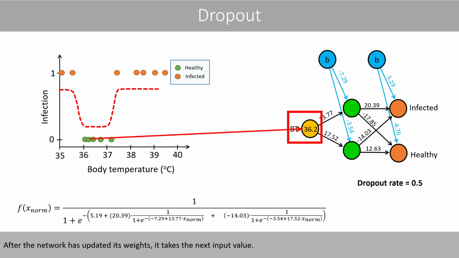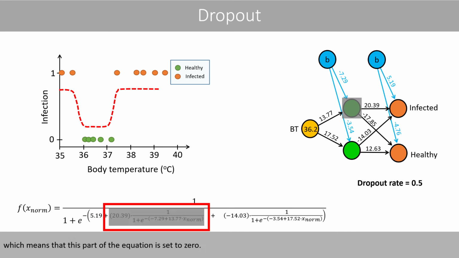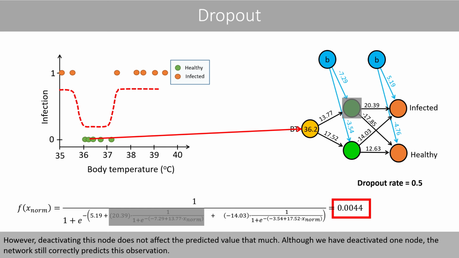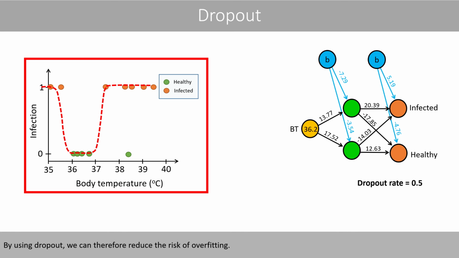After the network has updated its weights, it takes the next input value. Now, suppose that this node would be deactivated, which means that this part of the equation is set to 0. However, deactivating this node does not affect the predicted value that much. Although we have deactivated one node, the network still correctly predicts this observation. By using the dropout method, we disrupt the training process, which prevents the network from learning too well. By using dropout, we can therefore reduce the risk of overfitting.